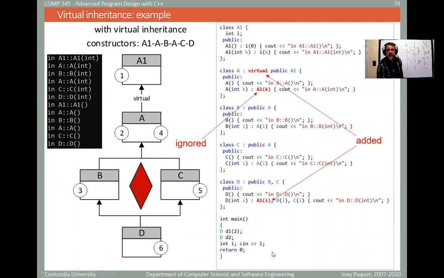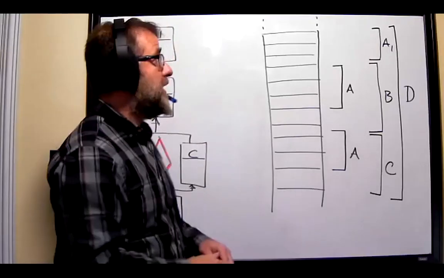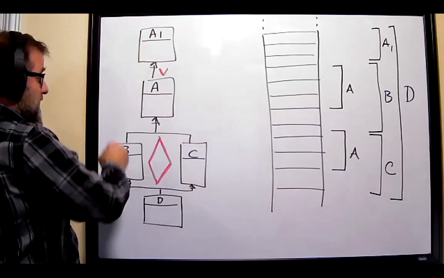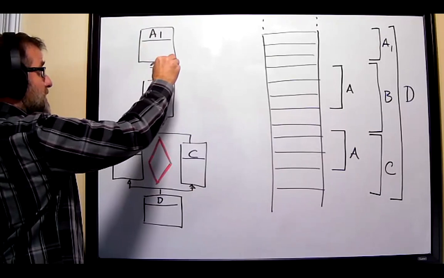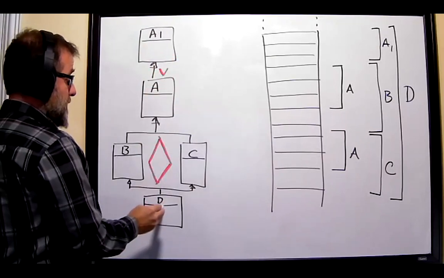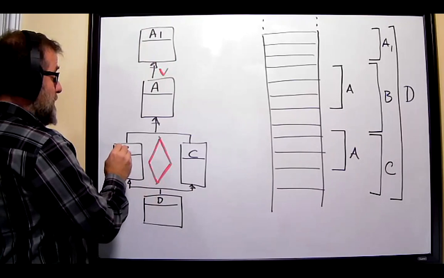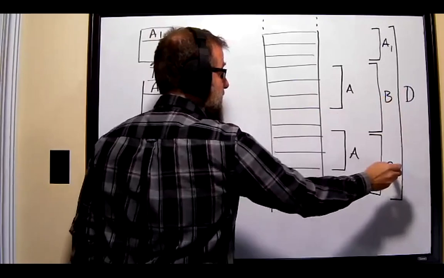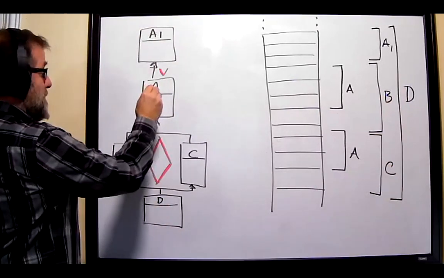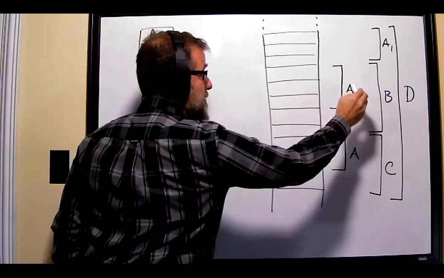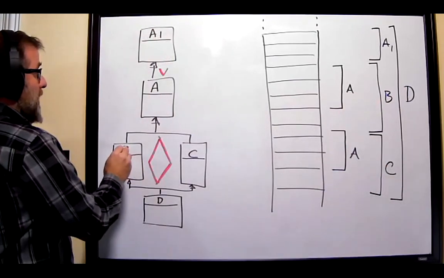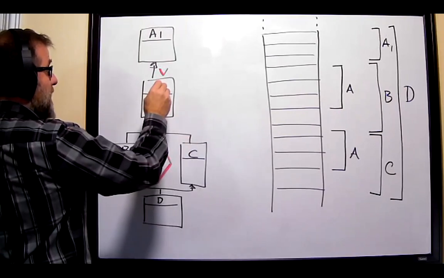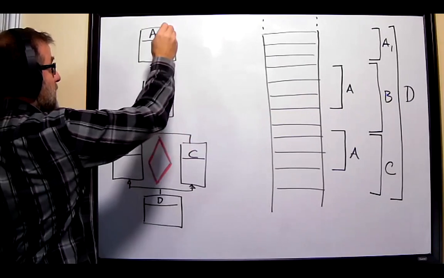I can stop the sharing here to make it more clear. When you have this inheritance graph with the virtual inheritance, that means that D is composed of a B and a C part, and B has an A part, and C has an A part. However, both of the A parts of B and C are sharing a common A1.